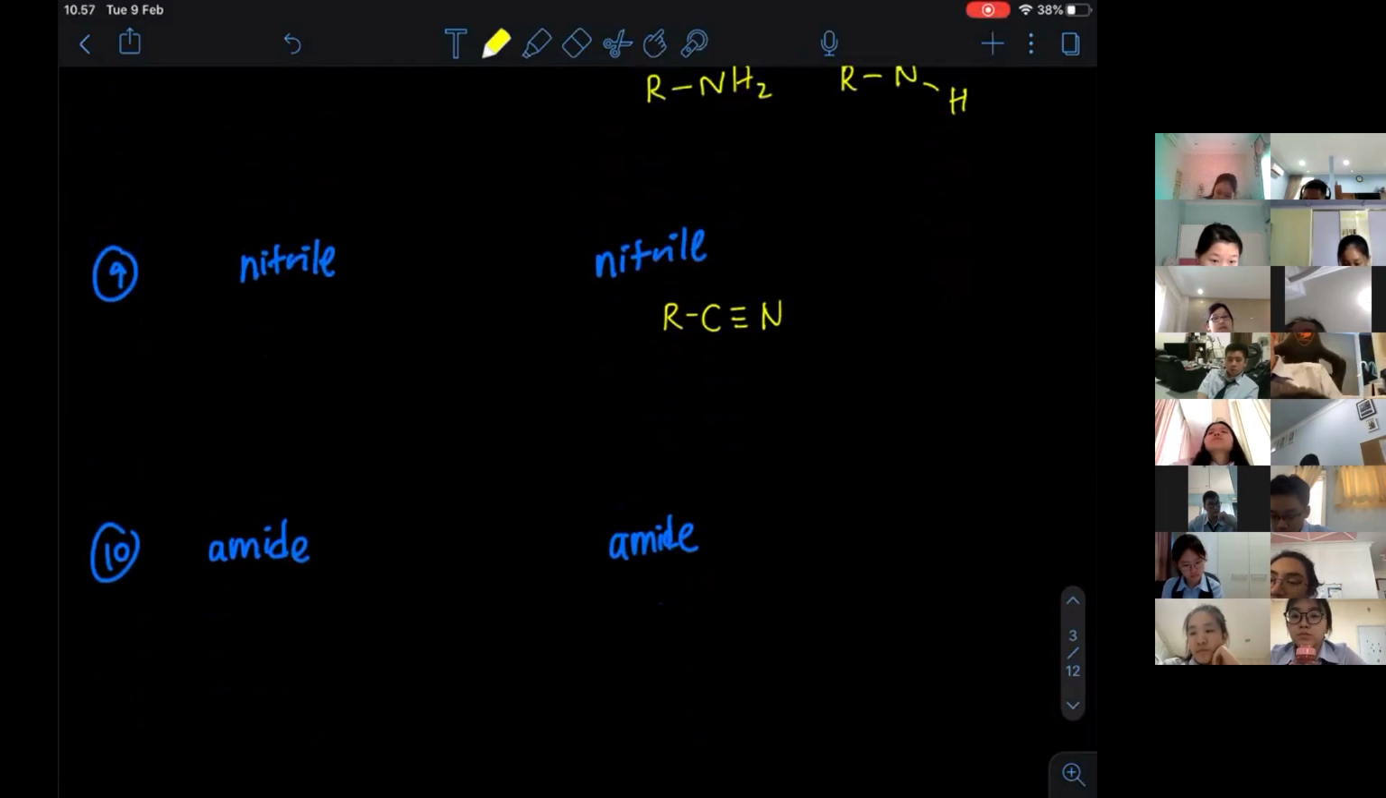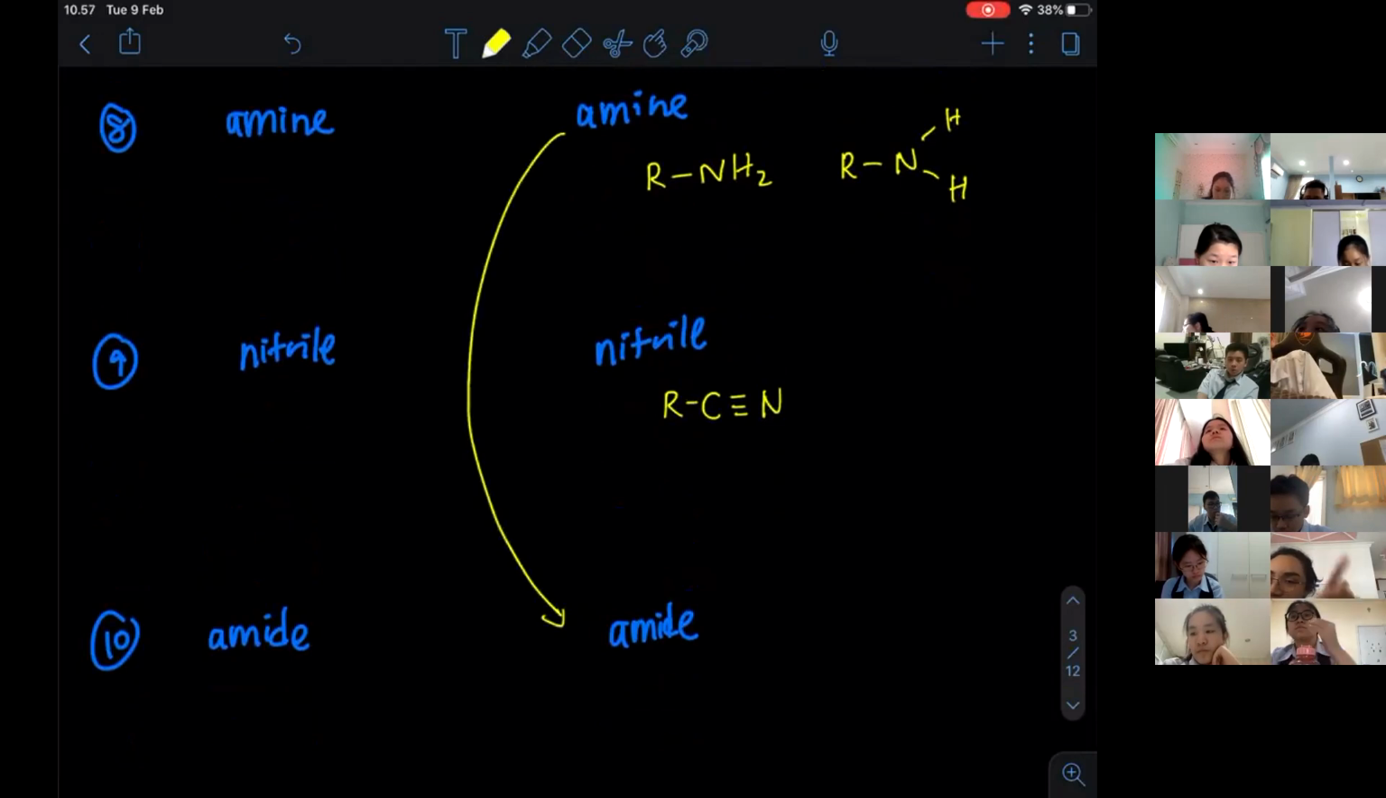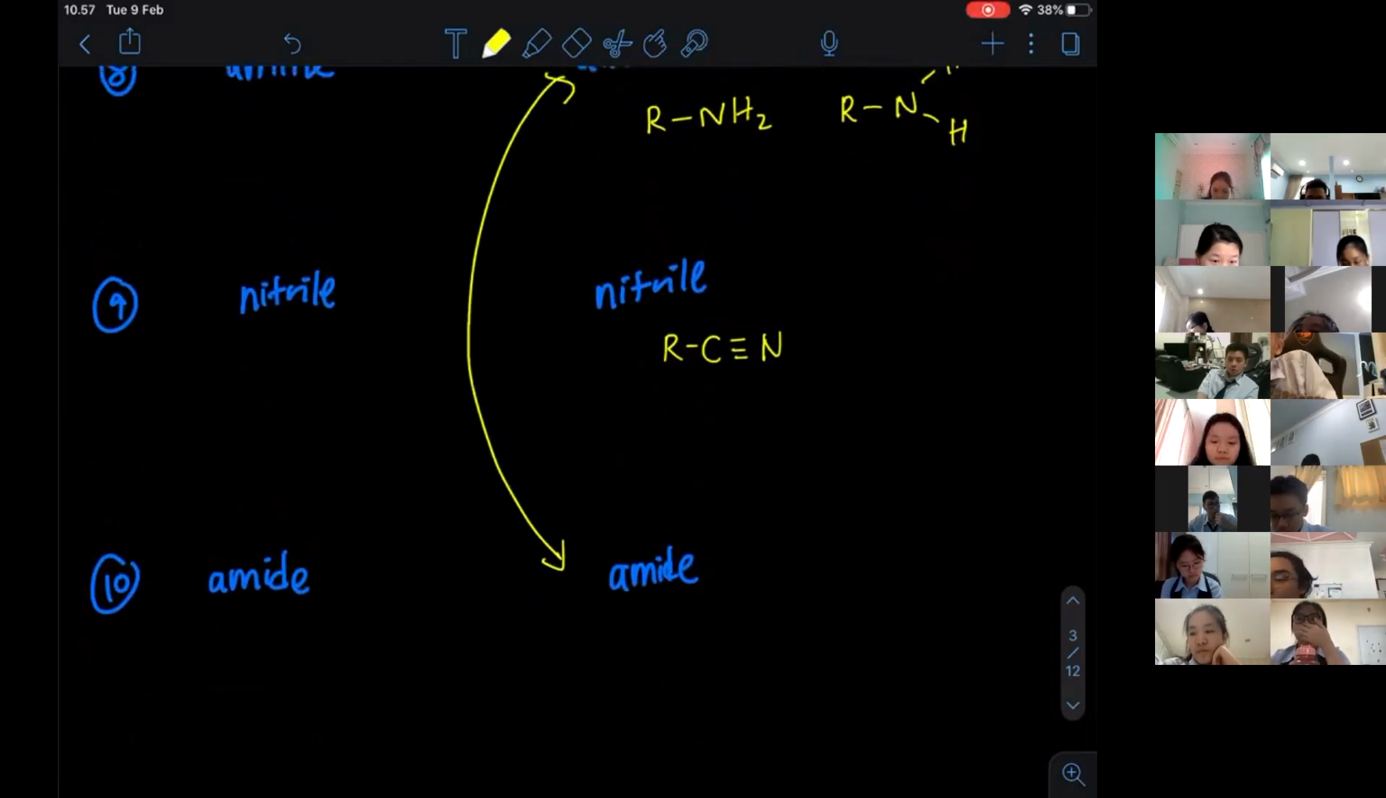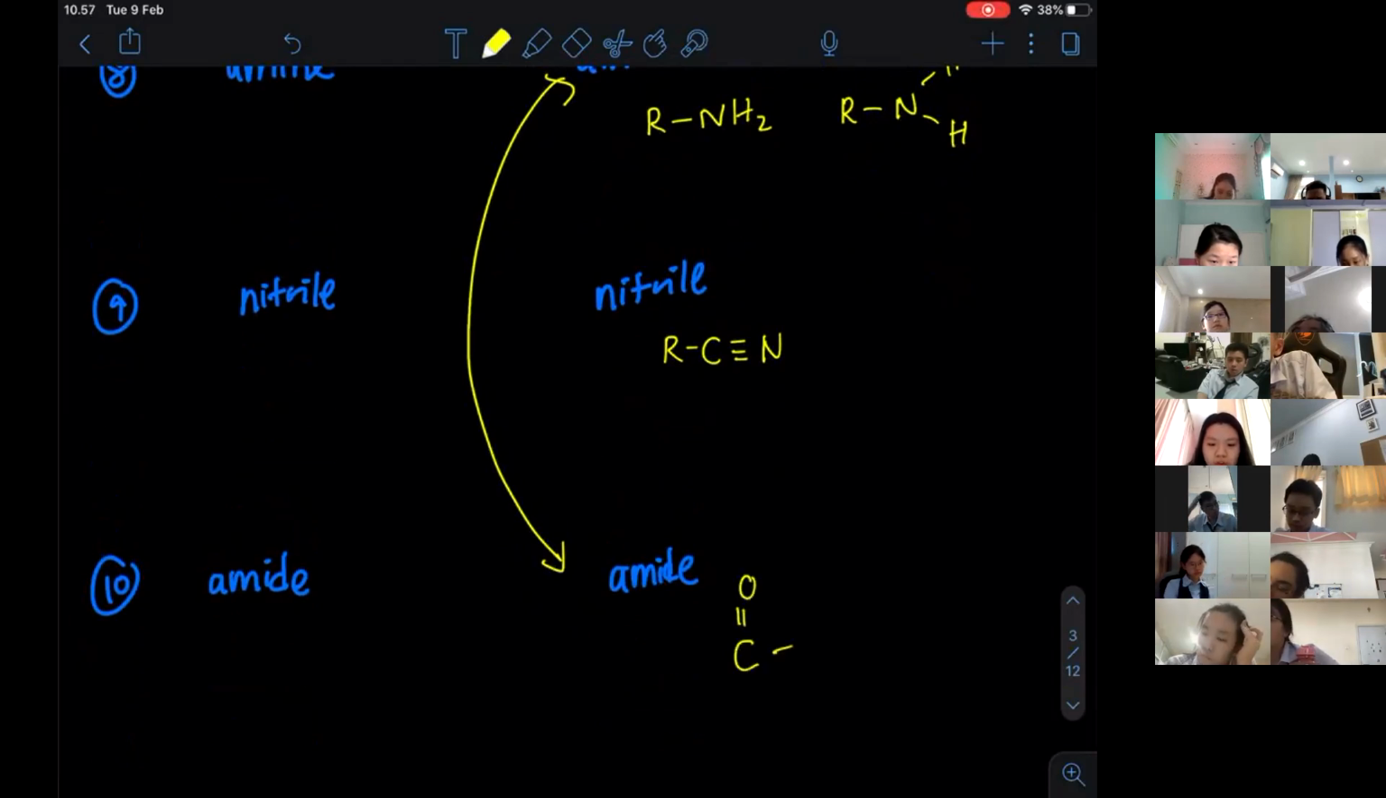Amide. Amide is similar to amine, but what is the difference? You are going to have C double bond O, and this one is going to be NH2. So this is R. They have different properties as well.